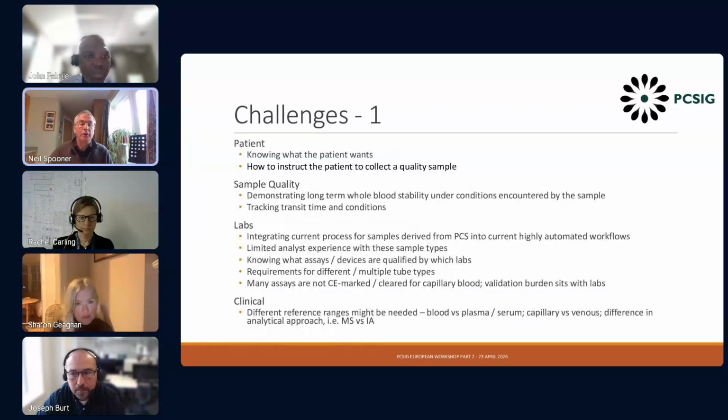So, without further ado, I'd like us to start off with the patient. Vincent, you were talking earlier about what you think is the importance of knowing what the patient wants, whether the patient has collected a good quality sample, etc.